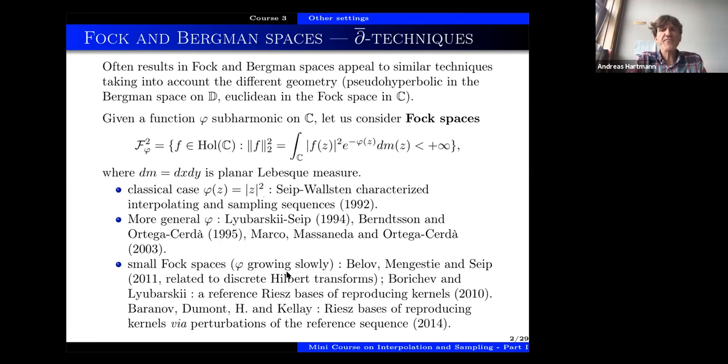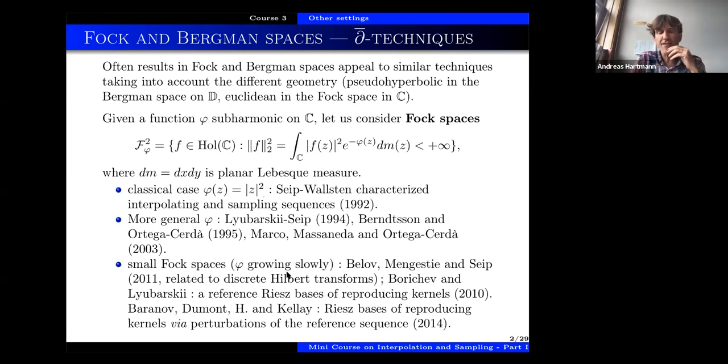Riesz bases. So it was mentioned yesterday, I think in Martin's talk, that in Fock spaces there are no Riesz bases, because there's some contradiction between interpolation and sampling. I will discuss this in a minute. But if the weight phi is small enough, then Riesz bases appear. And so Borichev and Lyubarskii were able to identify Riesz bases in this setting.